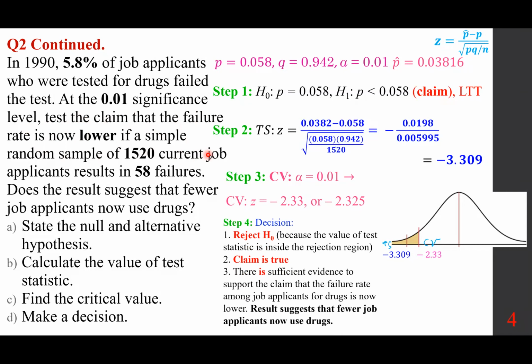So take a look. Reject H0 because the value of the test statistic is inside the rejection region. If you're rejecting H0, you have to go to the first step to see where the claim is. Since the claim doesn't belong to H0, it belongs to H1, becomes true. Then there is sufficient evidence to support the claim that the failure rate among job applicants for drugs is now lower. Results suggest that fewer job applicants now use drugs. This is it.